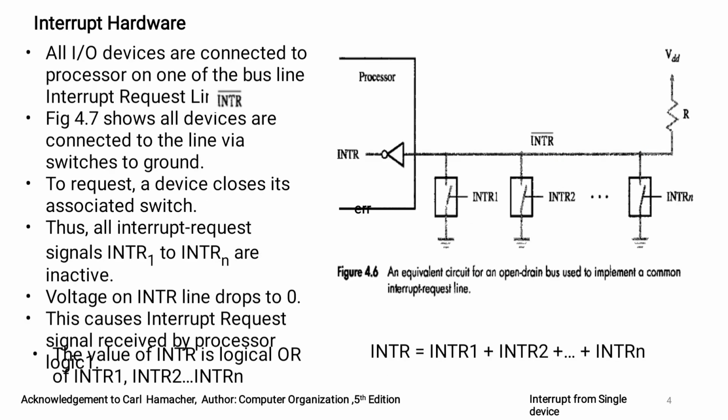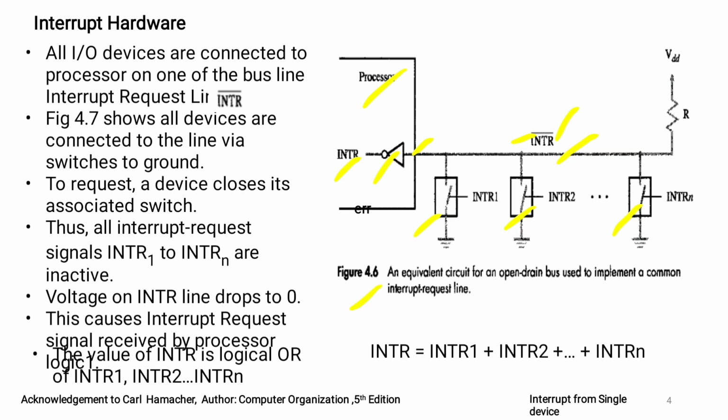Next, what is interrupt hardware? This is the hardware to serve the mechanism of interrupts. Here it is the processor. I/O devices are connected through switches to one bus line called the interrupt request line, which is connected to the processor. Inside there is a NOT gate. This is INTR bar. If it is 0, inside it is made logic 1.